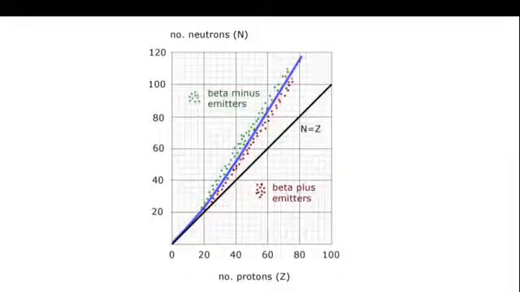In this video, I'm only going to focus on radioisotopes with less than 82 protons. I'm going to focus only on beta decay, but we are going to look at both beta minus decay, which emits electrons, and beta plus decay, which emits positrons.